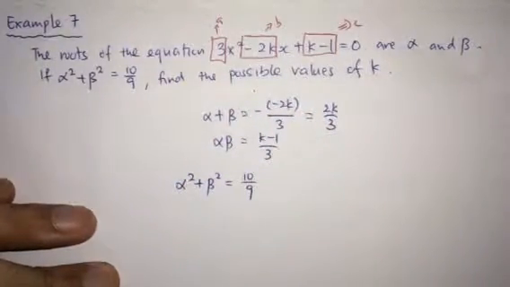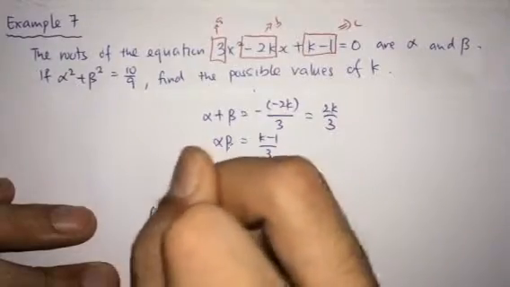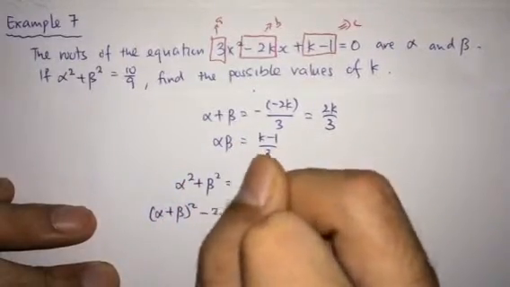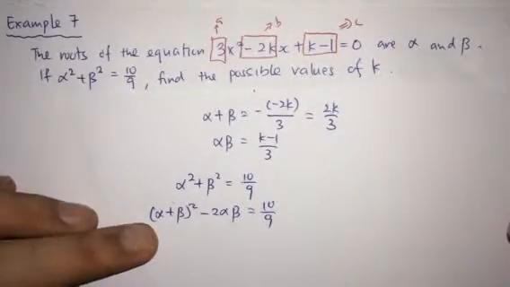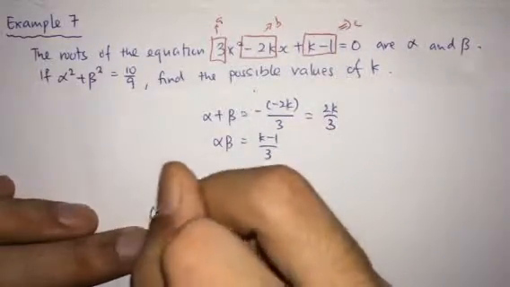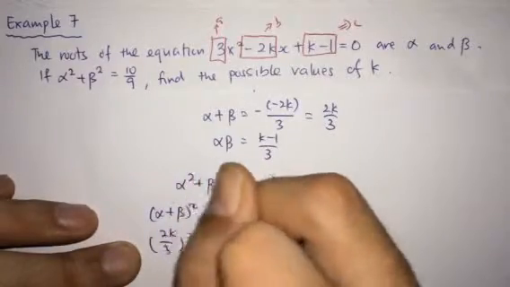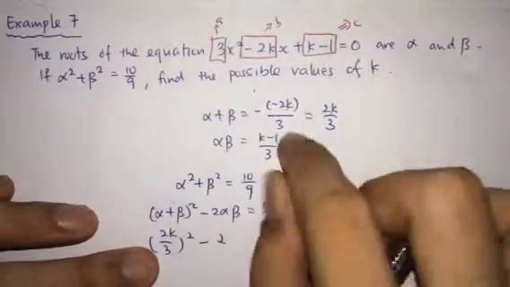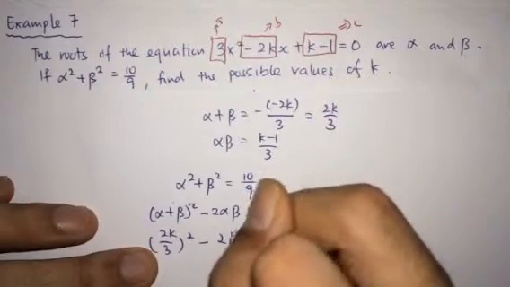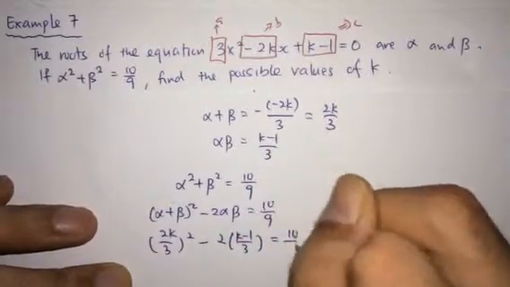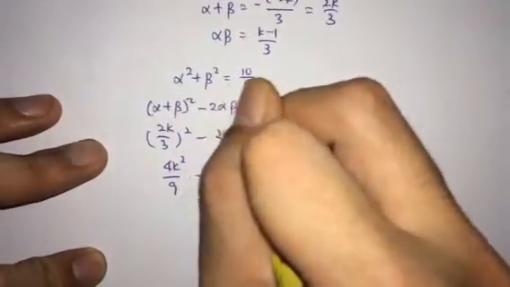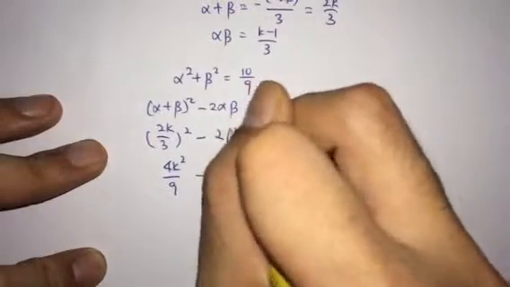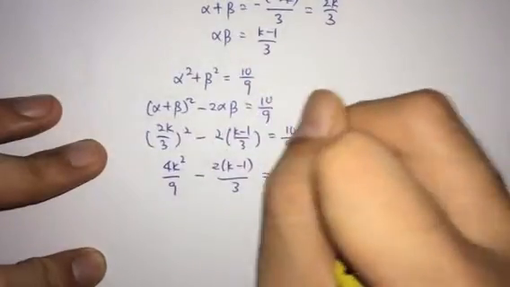So alpha squared plus beta squared equals 10 over 9. What we can do is change this to alpha plus beta squared minus 2 alpha beta equals 10 over 9. So alpha plus beta, we have it here. It will be 2k over 3 squared minus 2 alpha beta, which is k minus 1 over 3, equals 10 over 9. Simplifying this, we get 4k squared over 9 minus 2k minus 1 divided by 3 equals 10 over 9.